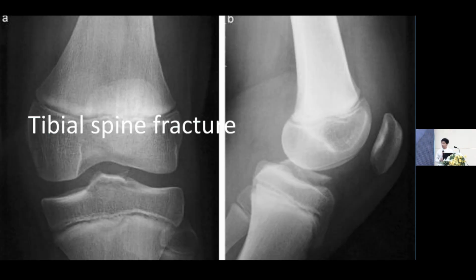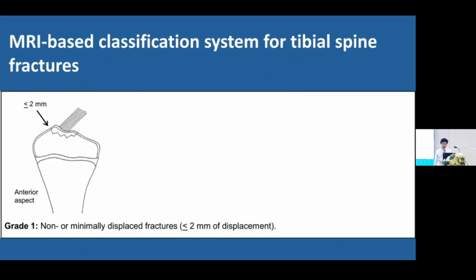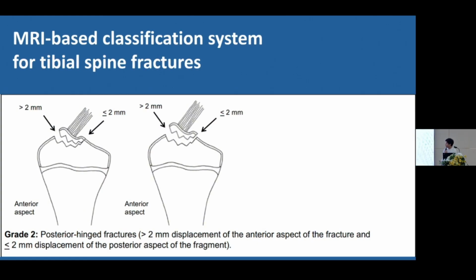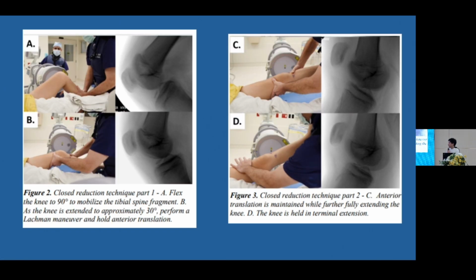Okay, for the treatment, first things first: for tibial spine fracture in adolescents, you use the classification with 3 grades. Grade 1 is non-displaced. Non-displaced you can treat conservatively, because non-displaced stays non-displaced. Okay, grade 2 is a posterior hinge. You can try reduction, with intra-operative knee aspiration before the reduction, and you can reduce and maintain the fracture site in full extension of the knee.